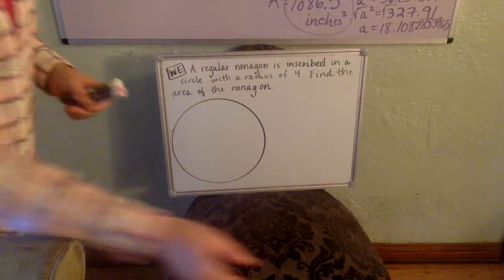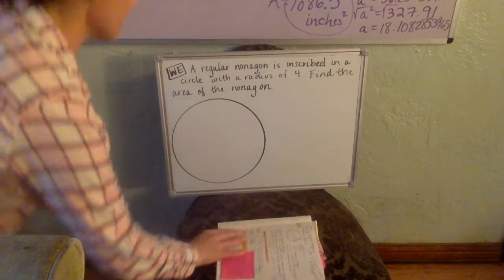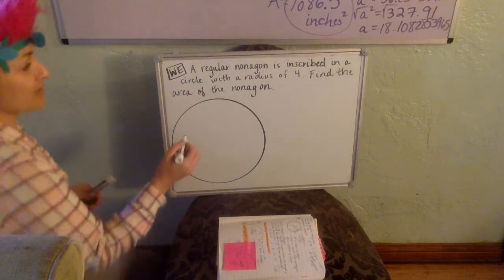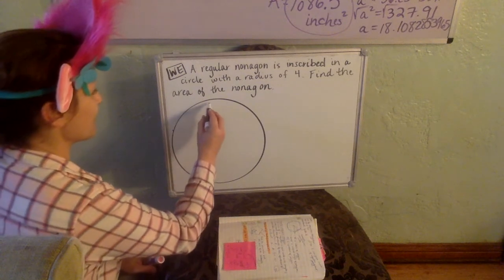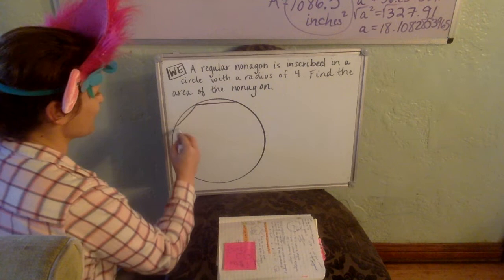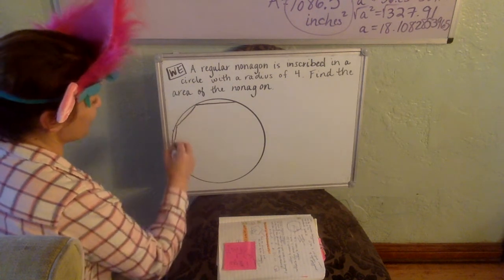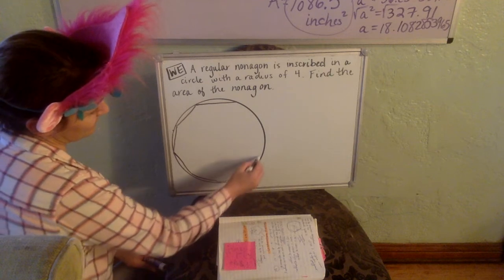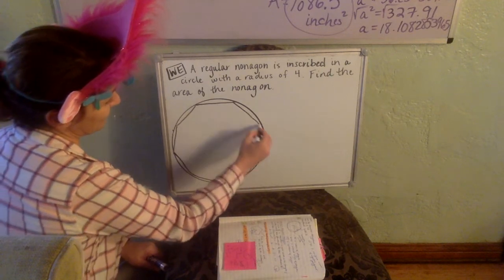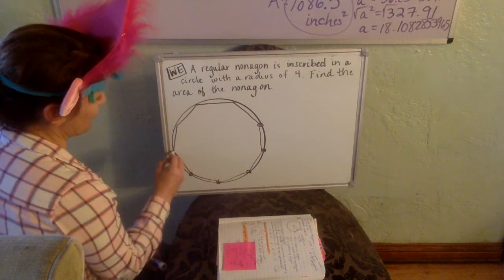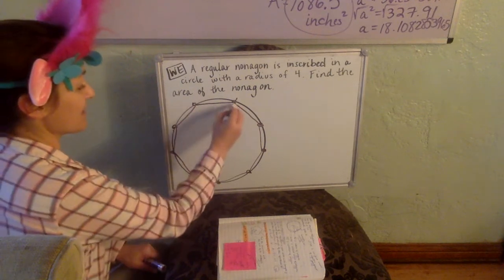Alrighty. Okay, so let's just take a look here. We've got a nonagon. Remember, that's 9 sides. Now, I'm not very good at drawing when it's like more than 4, so bear with me here. 1, 2, 3, 4, 5, 6, 7, 8, 9. Okay, so just pretend like this is perfectly fitting on the inside.